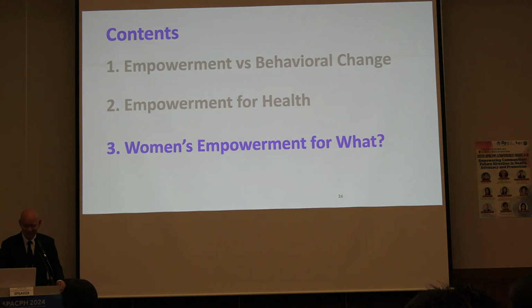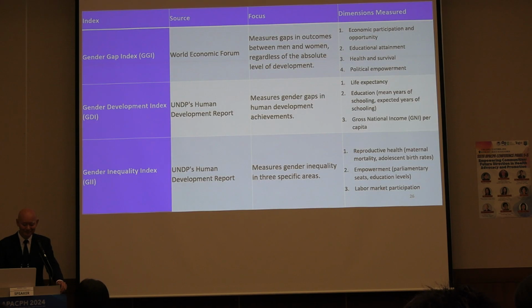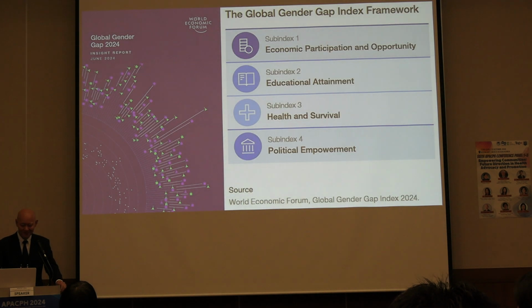Then the last point, women's empowerment. There are three gender-related indices: GGI, GDI, GII. The Gender Gap Index from the World Economic Forum, the Gender Development Index, and the Gender Inequality Index. The bottom two are from UNDP. The top one is from the World Economic Forum. These are the indicators: economic participation and opportunity, educational attainment, health and survival, and political empowerment.